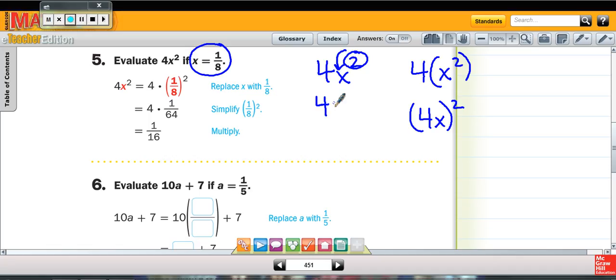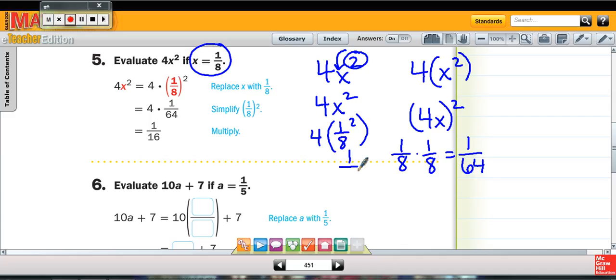Okay, so in 4x squared, we're putting 1/8 in for x, so we're squaring 1/8, and we still have that 4. So 1/8 times 1/8 gives me 1/64, and then we have to put that here. So this becomes 4 over 1. We're still multiplying. 4 divided by 4 is 1. 64 divided by 4 is 16. So we get 1/16. That would be our solution to that expression. Take a look at number 6.